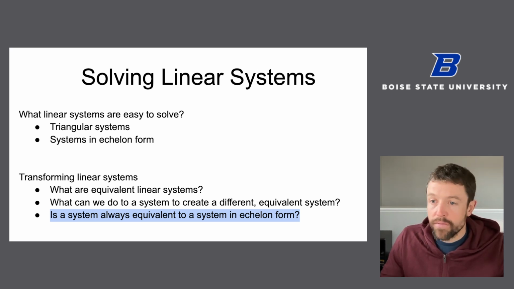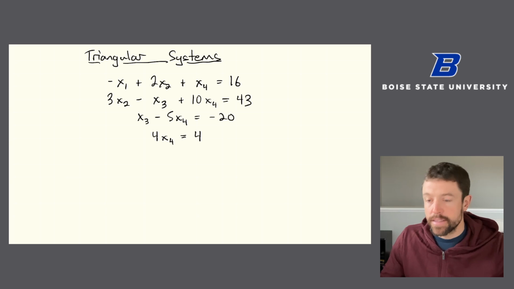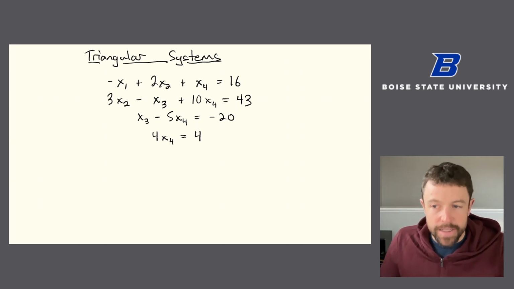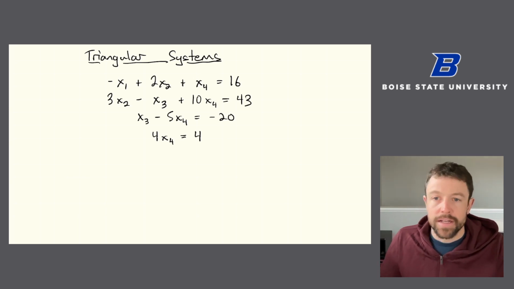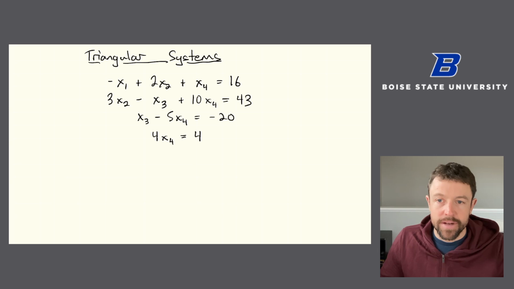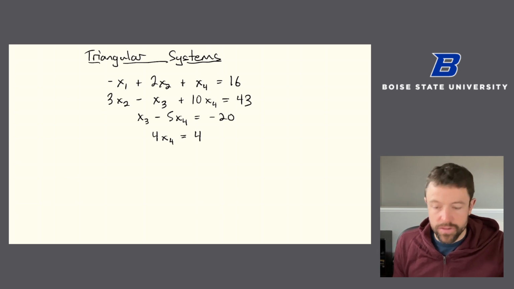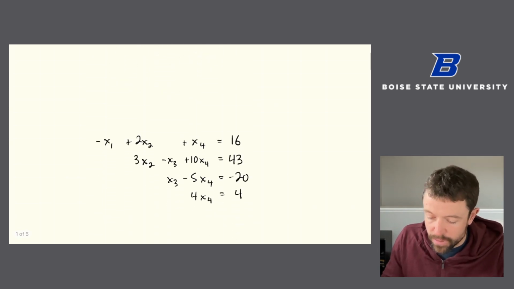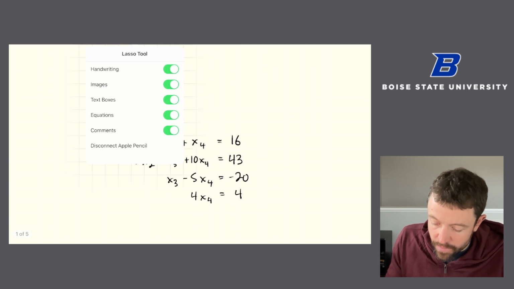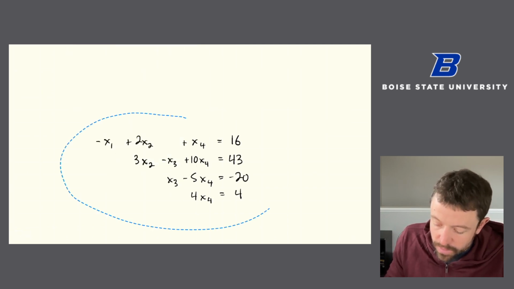So let's start off with triangular systems. Here is an example of a triangular system. Now you might look at this and say, this doesn't look like a triangle, right? But if I write my terms in a better way, I'll actually get a triangle. I've already done this, but I'm going to pull this up here.